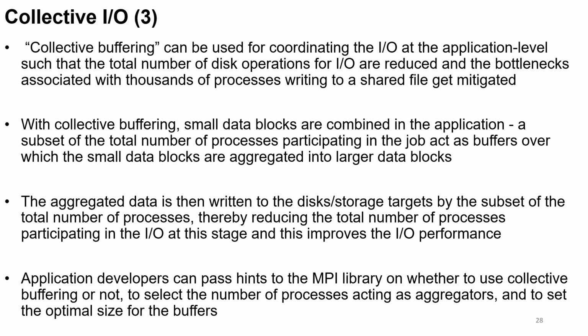We can pass MPI I/O hints to the MPI library and let it know that we are interested in using collective buffering or not. We can also select the number of processes that should be acting as aggregators, and we can set the optimal size for the buffers to use. We will talk more about MPI I/O hints on the next slide.